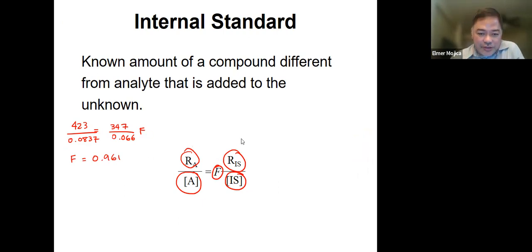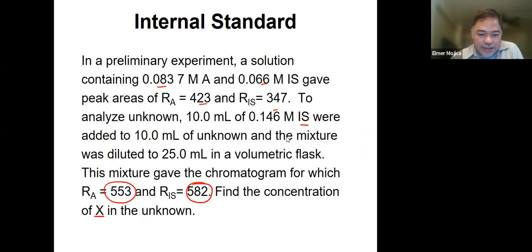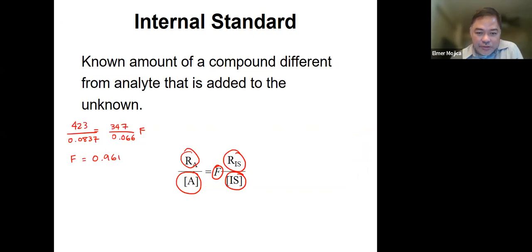So what's given there? Your R is 553 and 582. And then you can use the 0.961 here. And then you have to calculate for the A, which is the one that you're looking for. Now, you should be able to get it.